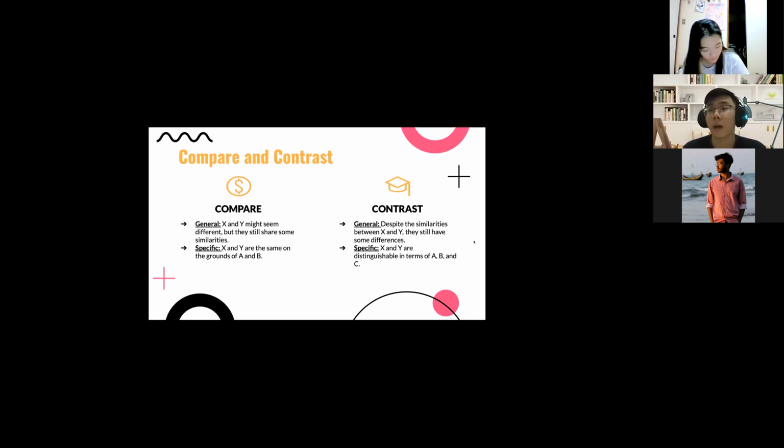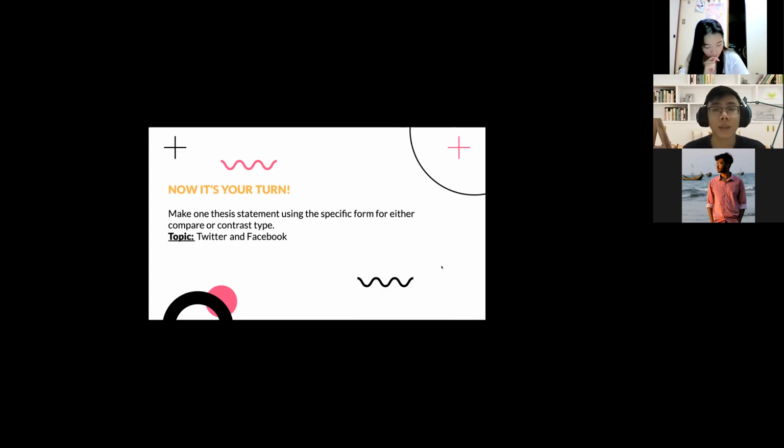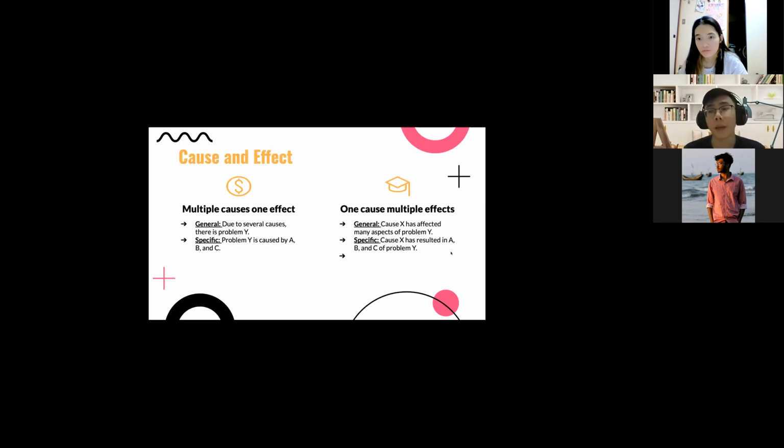Great. Let's move on to our next rhetorical strategy, which is cause and effect. And I think for most AC1 students, you're on this assignment right now, right? So we hope that this will be helpful in looking back at your thesis. So the first one would be multiple causes and one effect. Like last time, the general thing is that due to several causes, there is this problem Y, right? So you don't specify the causes, but in the specific type, you would say problem Y is caused by cause A, cause B, and cause C. You would list out the causes in the specific type, right?